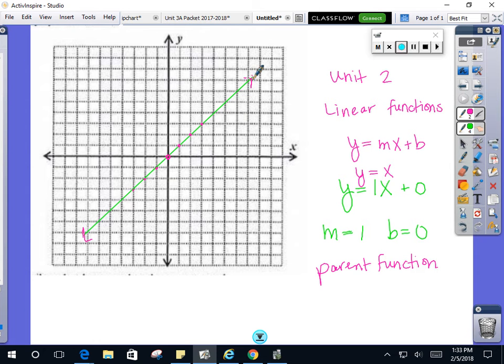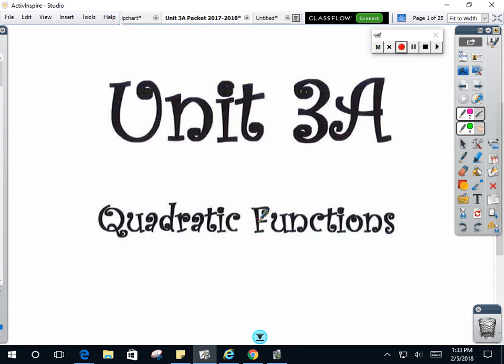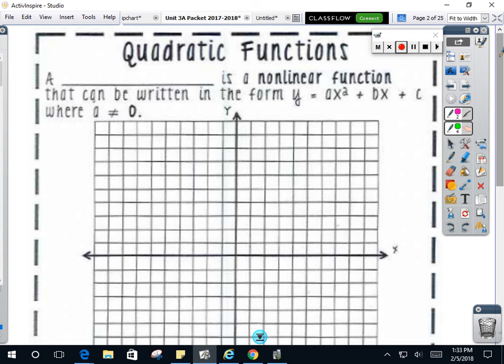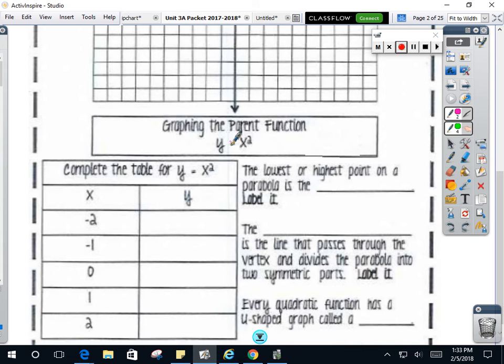Today, we're going to be learning about quadratic functions. And the parent function of a quadratic function looks like this. y equals 1x squared. Okay, there's an understood 1 there, and then there's nothing at the end. So we're going to graph the parent function of a quadratic function using a table of values.